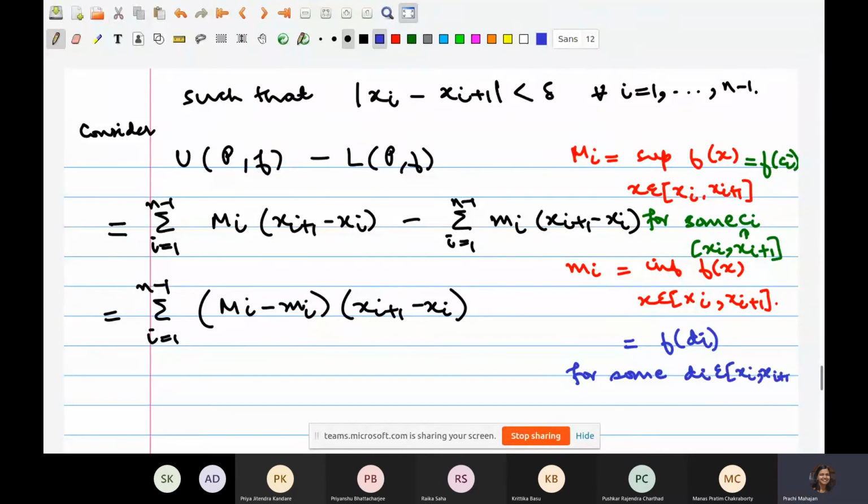So what am I using here? I'm using the fact that f is a continuous function defined on a compact set, which means that the image of f is also going to be a compact set, which means it's going to be closed and bounded. So these two suprema and infima are also going to be realized. Is that okay? Does everybody realize that?